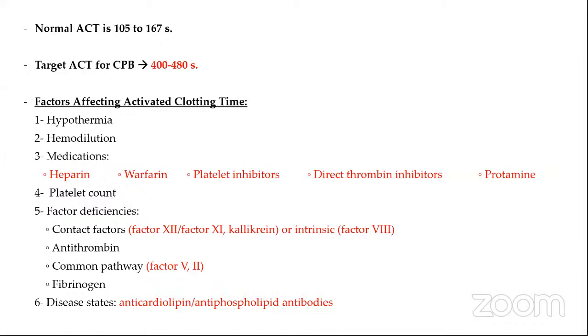The other thing as well is factor deficiencies, usually the contact factors like factor 12, factor 11, and kallikrein, or the intrinsic pathway factors like factor 8, antithrombin obviously, common pathway factor deficiencies like 5 and 2, and fibrinogen. And there are some other disease states like connective tissue diseases with antibodies like anticardiolipin and antiphospholipid antibodies. So all these factors play a role in your ACT. So put this in your mind.